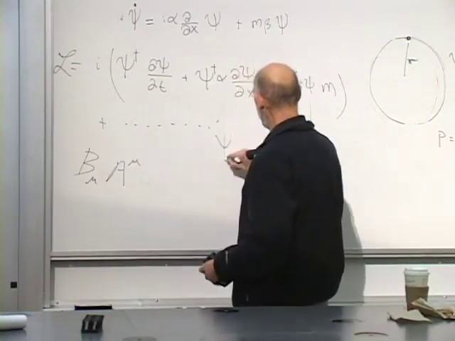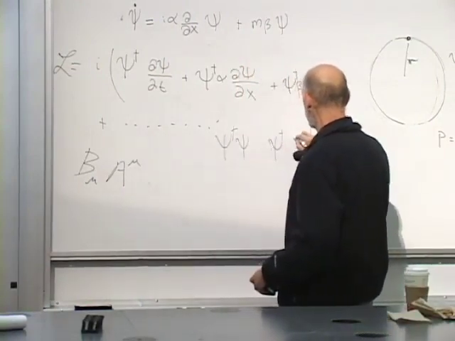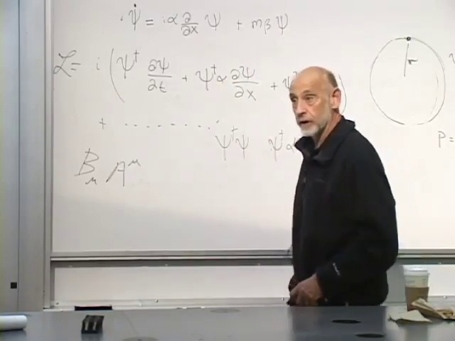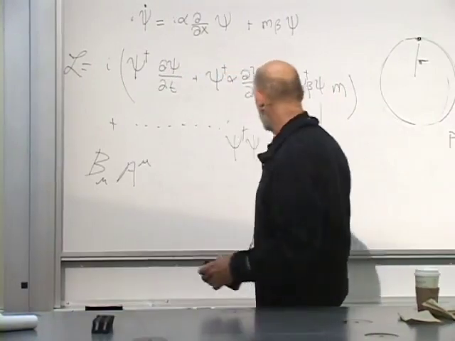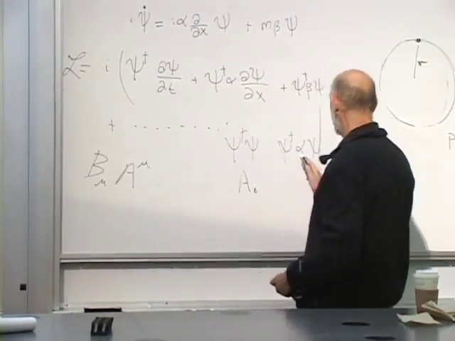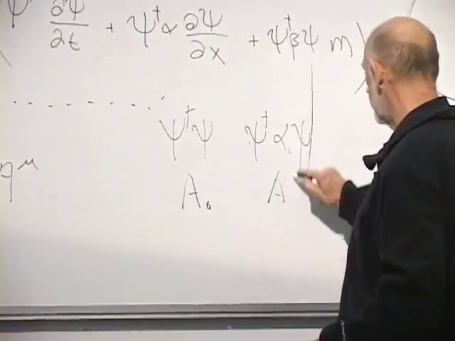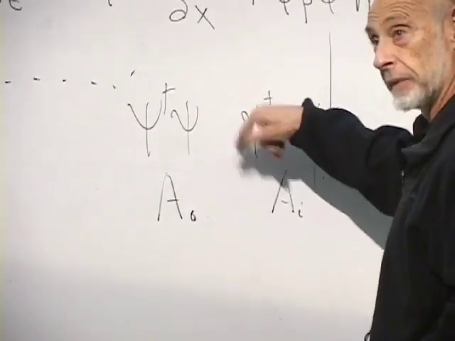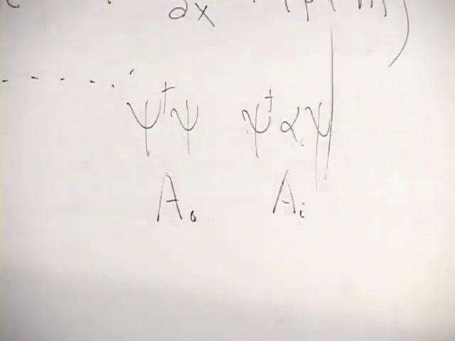It's just psi dagger psi is the time component of it, and psi dagger alpha psi is the space component of it. That's it. So psi dagger psi gets multiplied by the time component, and psi dagger alpha psi gets multiplied by the space component. You add them together. Right, so that makes a scalar.